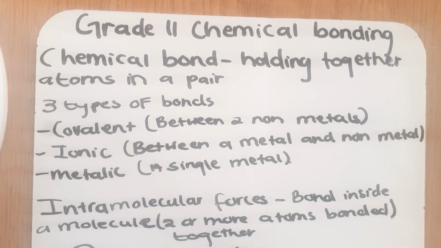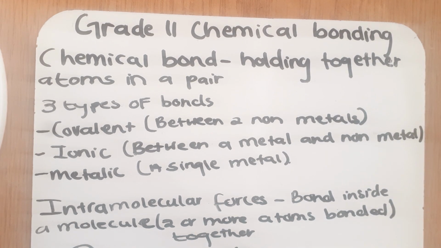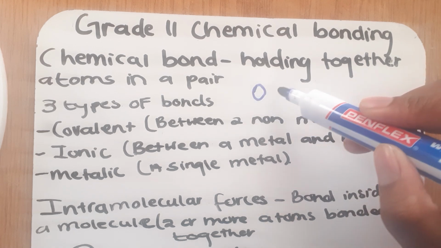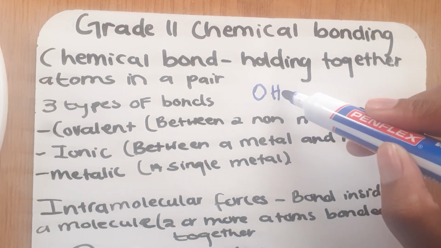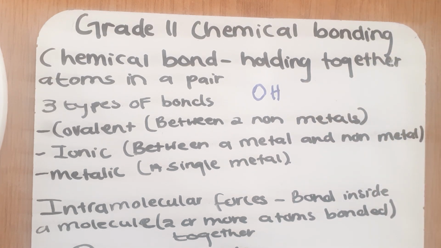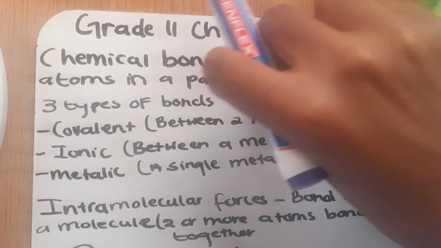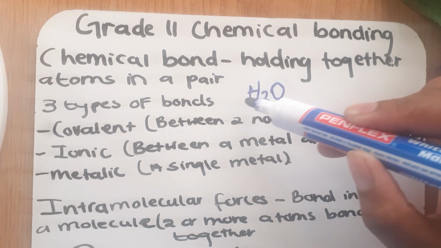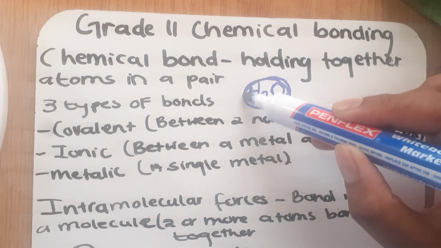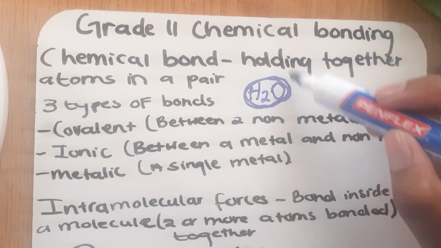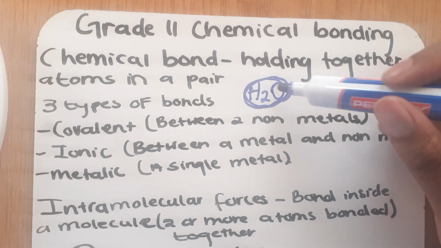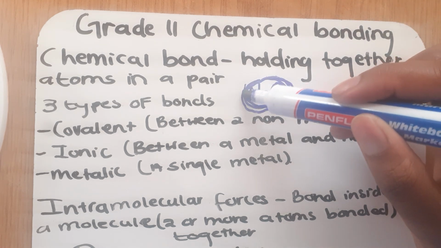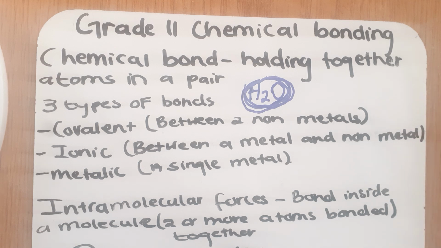So a chemical bond is bonding together atoms in a pair. Let's say, for instance, we combine two hydrogens and one oxygen. This is a bonding, but it's also called a molecule, right? So a molecule is bonding two elements together. So that is chemical bonding.